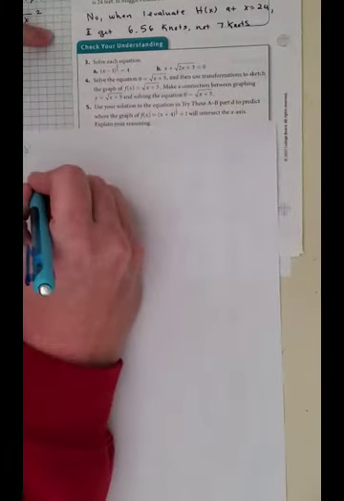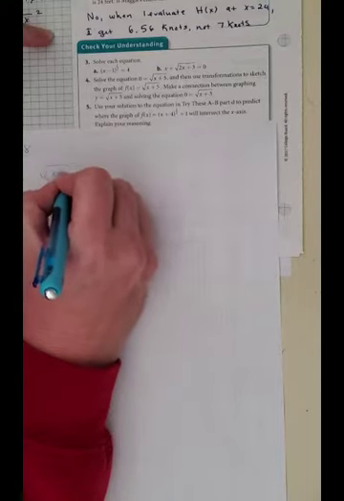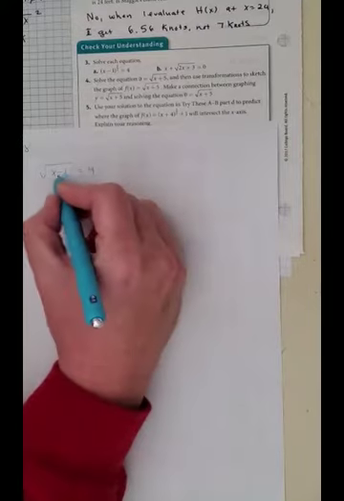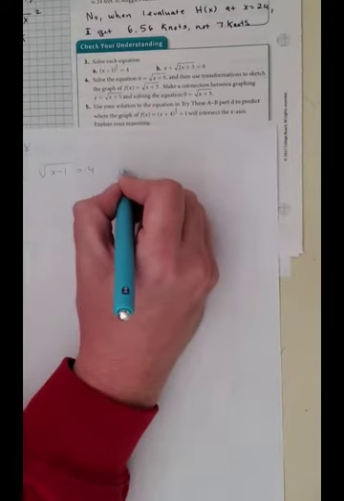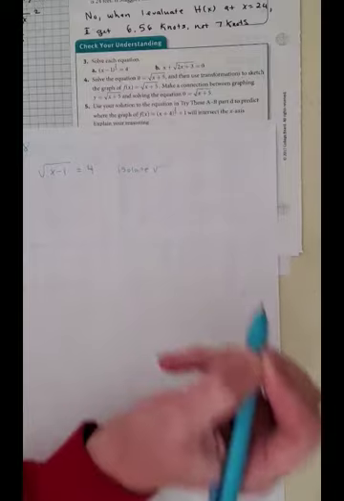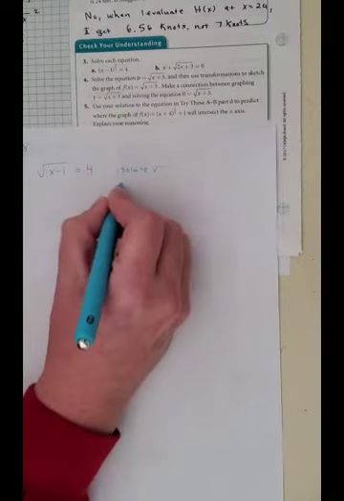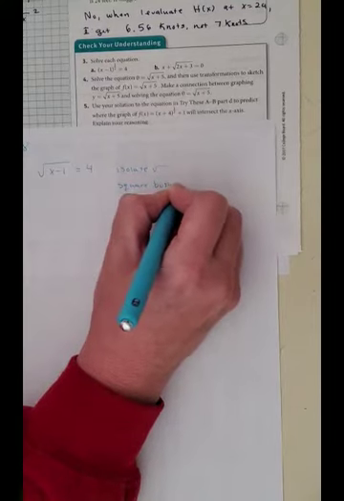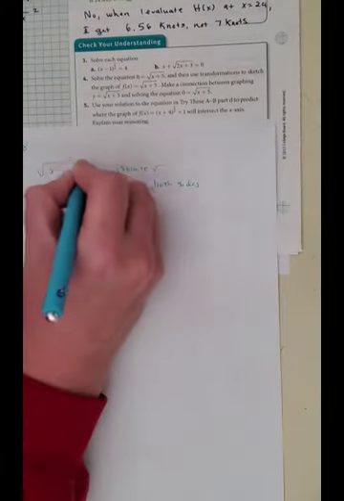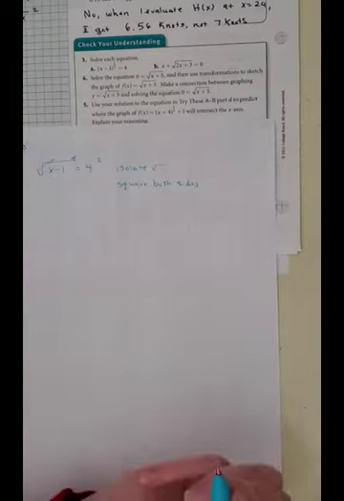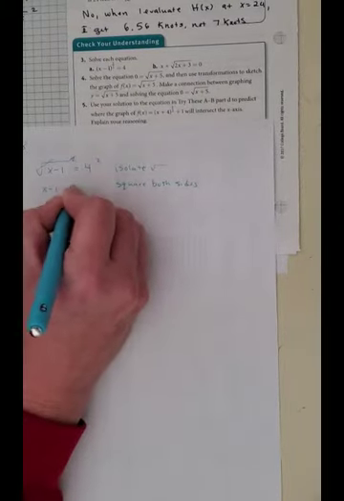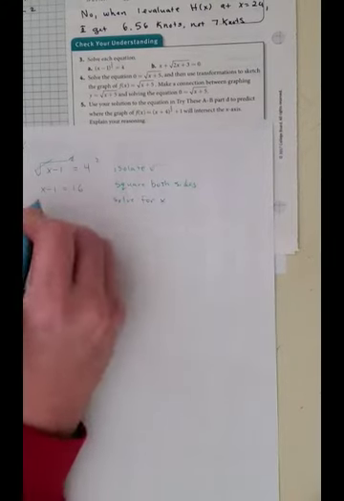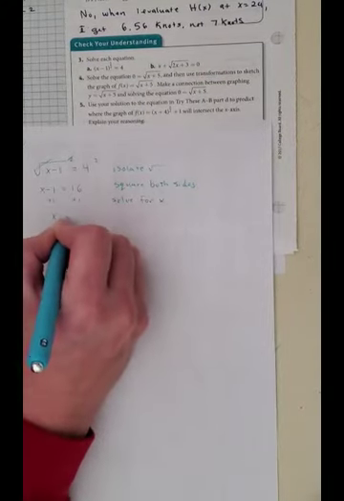So I have, for a, square root x minus 1 is equal to 4. And first step is to isolate the variable, the radical. It's already done. So now I'm going to square both sides. When I do that, my square and my square root are inverses. I get x minus 1 equals 16. And then solve for x. To do that, I add 1 to both sides. I get x equals 17.